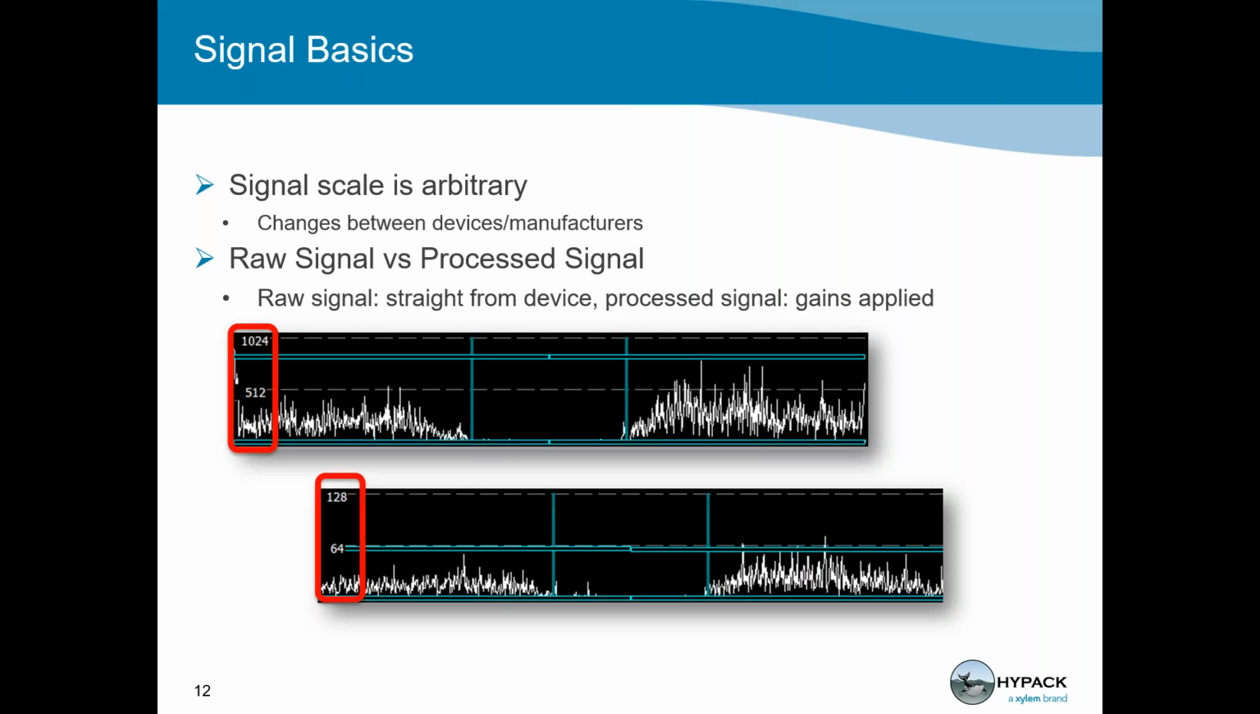And I also want to go over the difference between a raw signal and a processed signal. So the raw signal is what's coming straight from the device. That is also what gets written to your hard drive. So we don't save any gains or adjustments to the image during survey to the hard drive. That would be your processed signal. That's when we've applied gains. That only affects the display. That is not written to your hard drive.